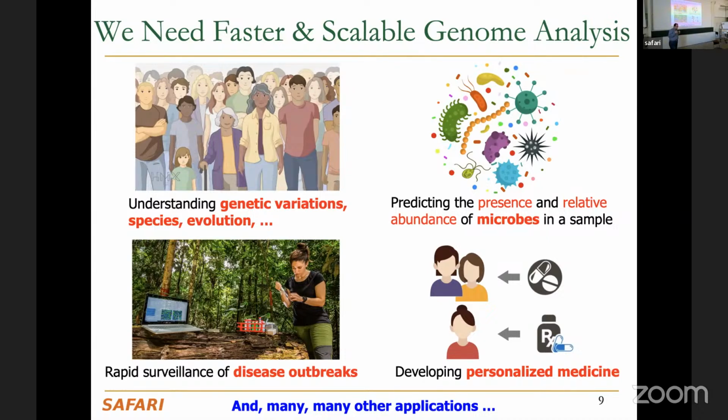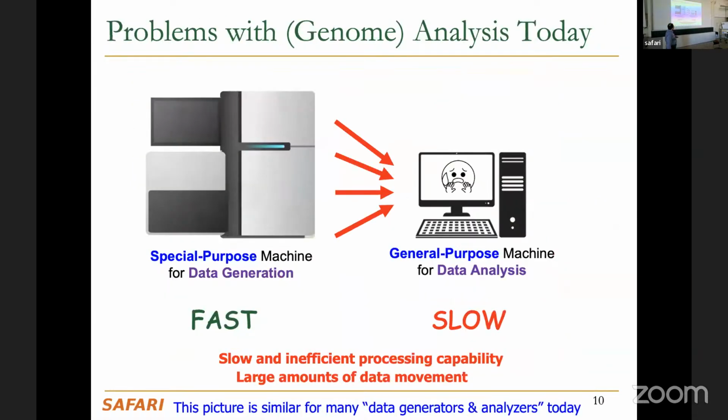When you provide much better performance and energy efficiency, it's not only about faster processing. It's also about enabling applications that were impossible in the past, but that we can hopefully get to now. This is what I also discussed just a few slides before. We have this special purpose machine for data generation, which is fast, but unfortunately, when we want to analyze this data, we are using a general purpose machine, and that is slow.